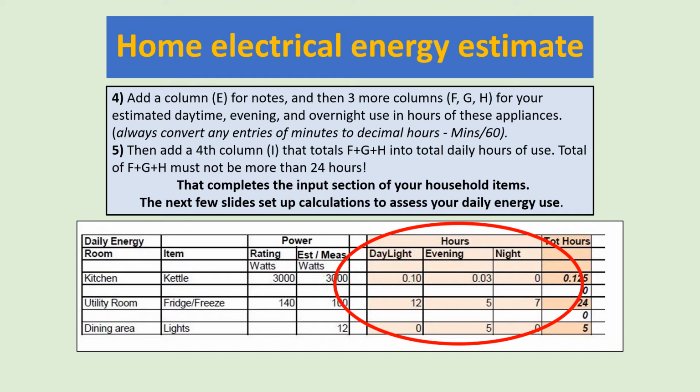Then add a fourth column that totals F plus G plus H into total daily hours of use. Be aware that this total cannot be more than 24 hours in one day. That completes your input section, basically. The next slide sets up calculations to assess your daily energy use.